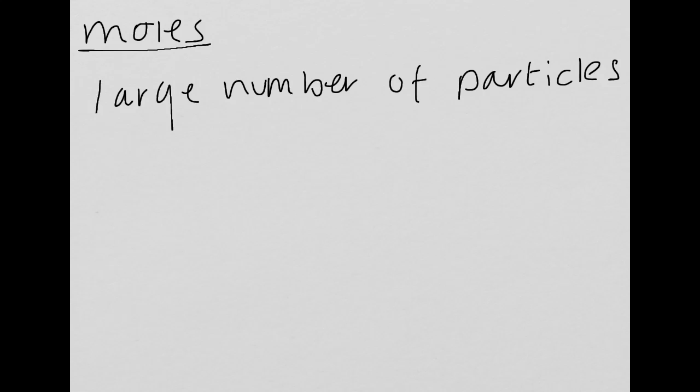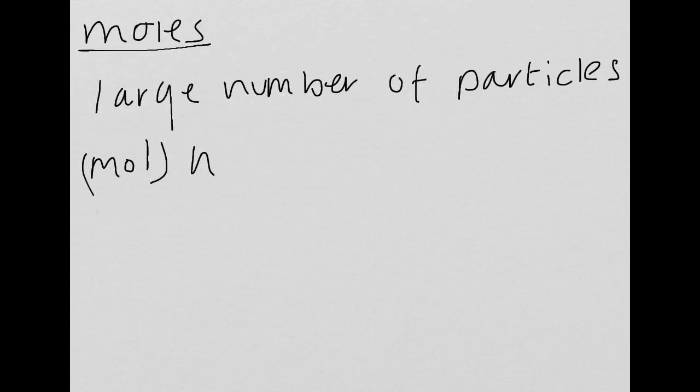Now we move on to moles and Avogadro's constant. A mole is just a very large number of particles. The amount of substance is measured using the unit called the mole, mol for short, and it's given the symbol n to represent the number of moles.